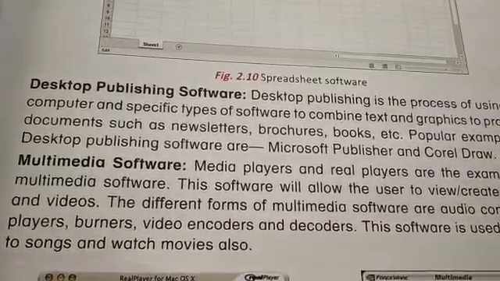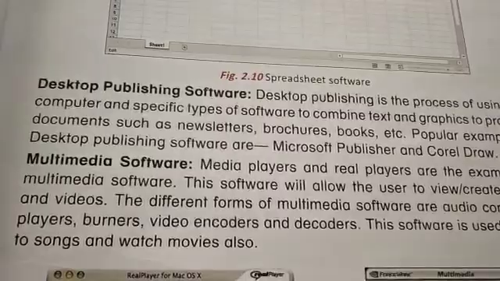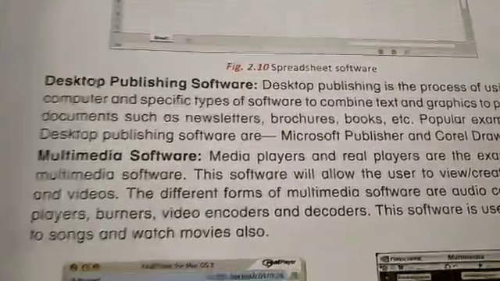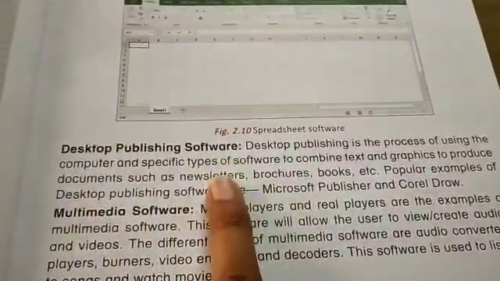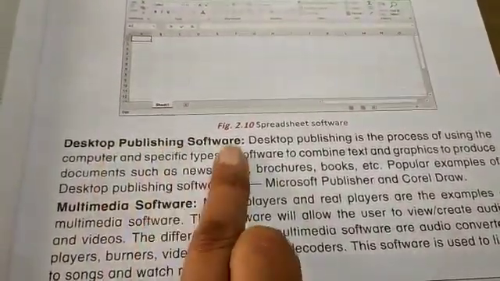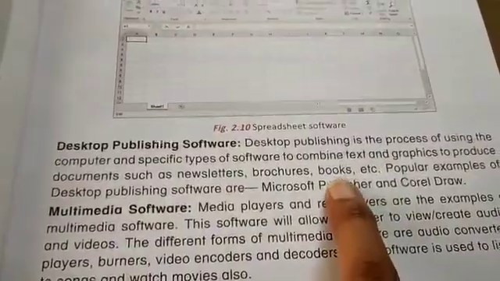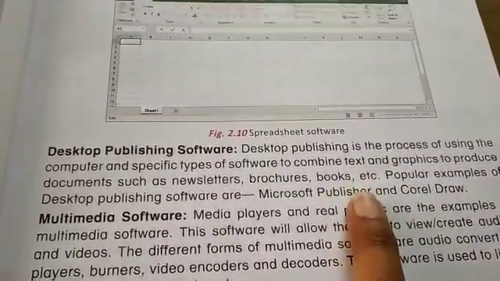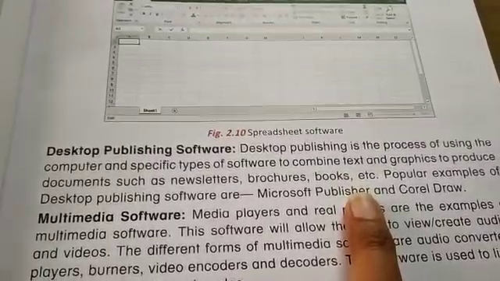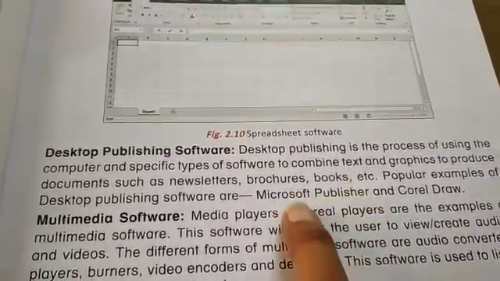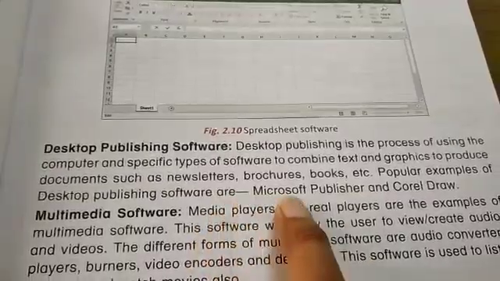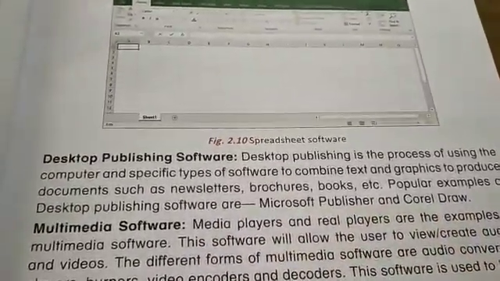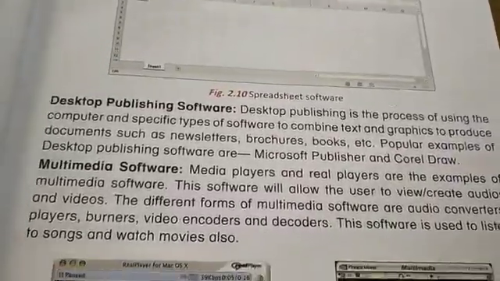Then newsletter. In our school also every month you are getting a newsletter, right? That newsletter is also published in this kind of software, that is desktop publishing software, and books are also made in this kind of software. Examples of such software are Microsoft Publisher or Corel Draw. You will be studying all these in the higher classes.